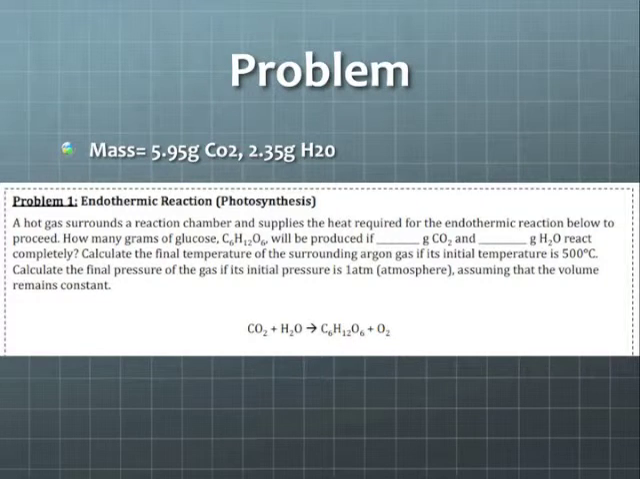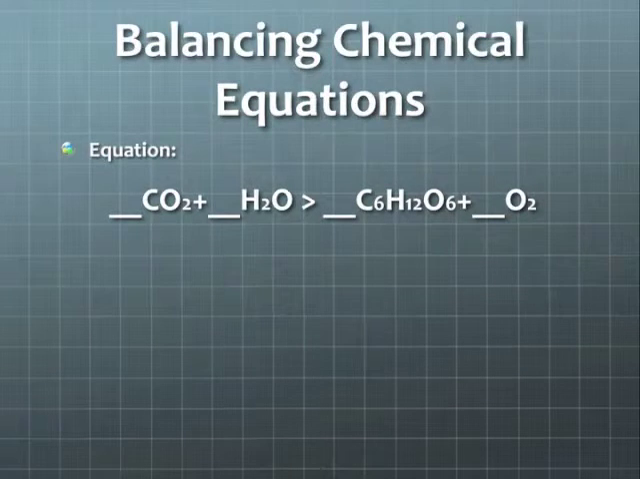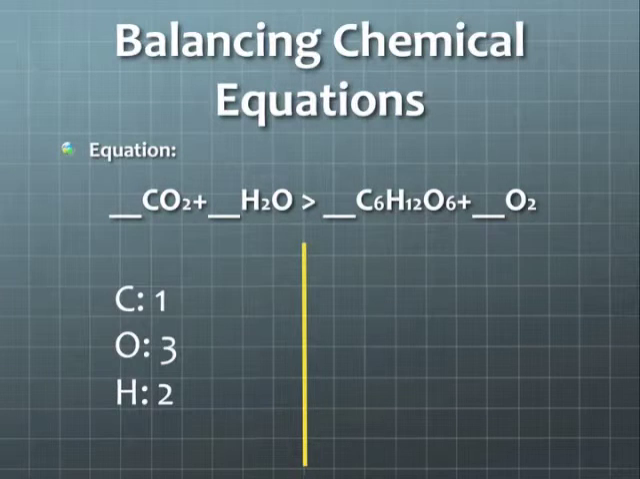And the given equation is CO2 plus H2O as the reactants, and the products are C6H12O6 plus O2. So first, we need to balance this given equation. To balance this equation, you insert coefficients into the molecules to balance both the reactants and the products.